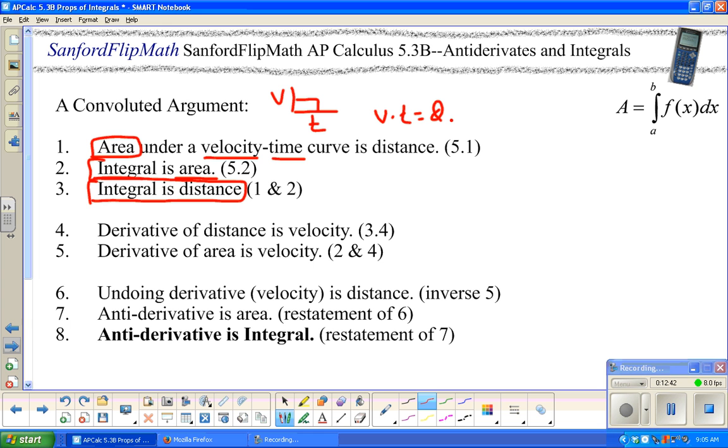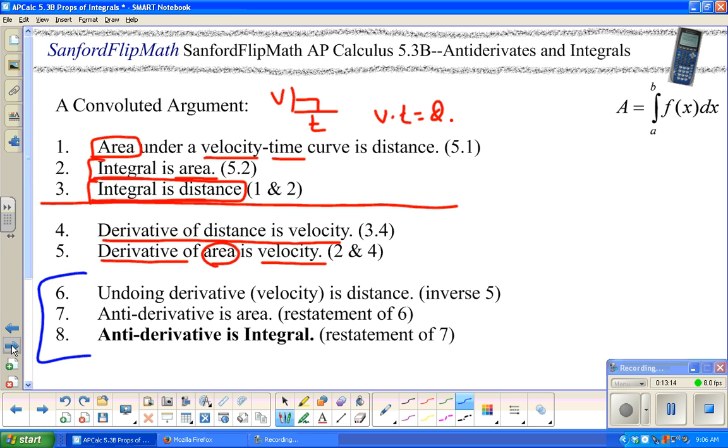Okay, so integral is distance. End of that issue. Well, the derivative of distance is velocity. That means the derivative of area is velocity, since area is distance, since integral is distance. So the derivative of integral is velocity. I know this sounds dizzying. It sounds circular. Okay, so this is the big deal.